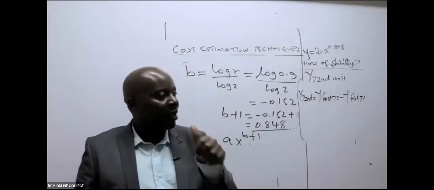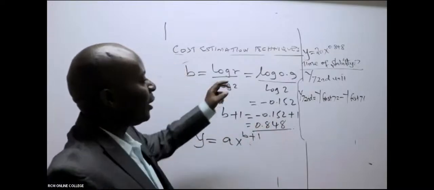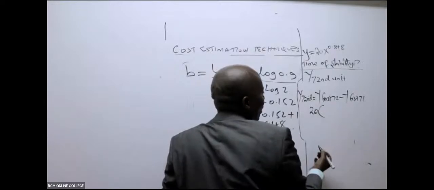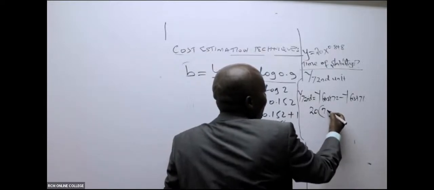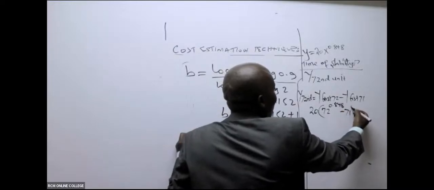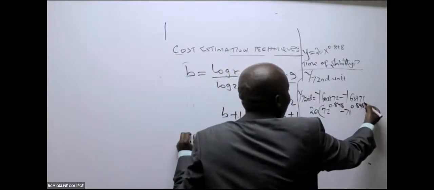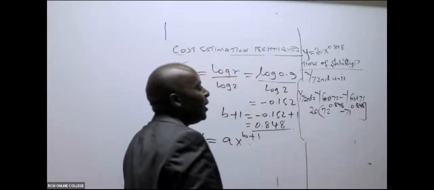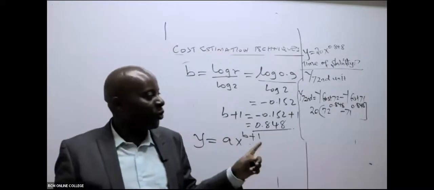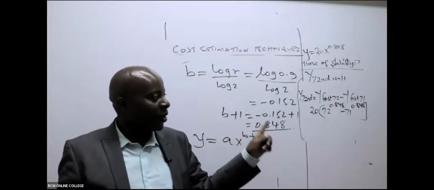And then we shall come and put A outside. Fortunately, we know A. We know A is 20. And then inside here, we can now deal with quantities. So now we talk of 72 raised to 0.848 minus 71 raised to 0.848. Like that. So, like a ninja, 20 times, open brackets, 72 raised to that, minus 71 raised to that.